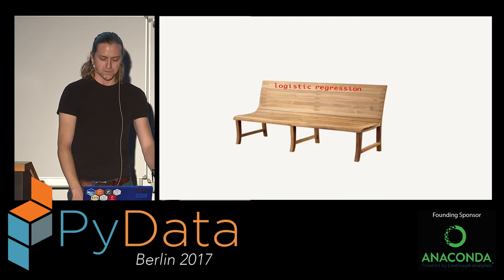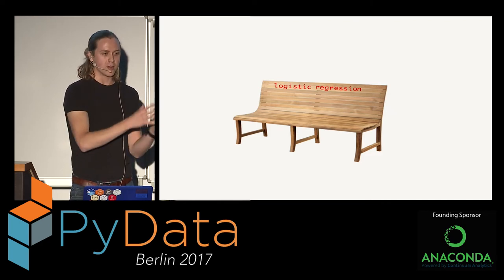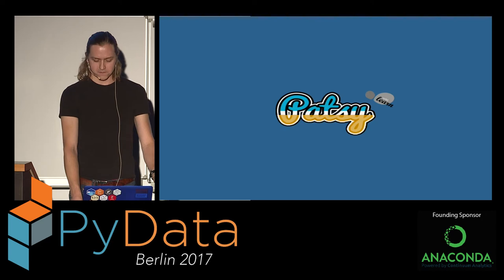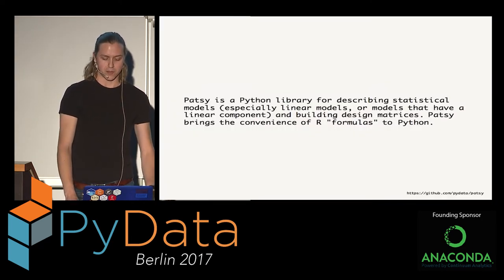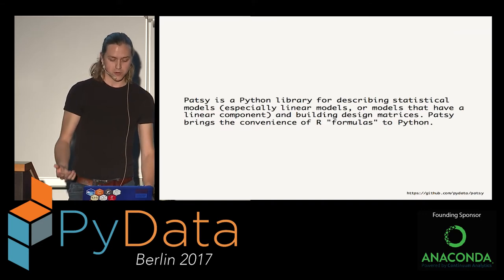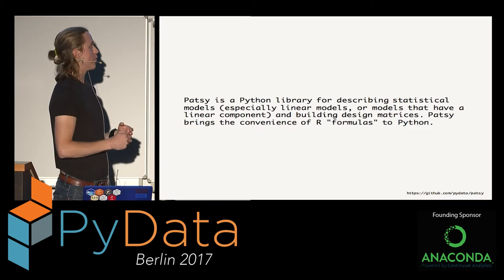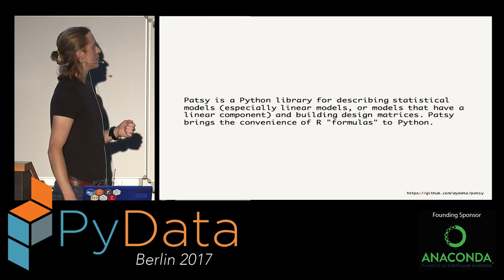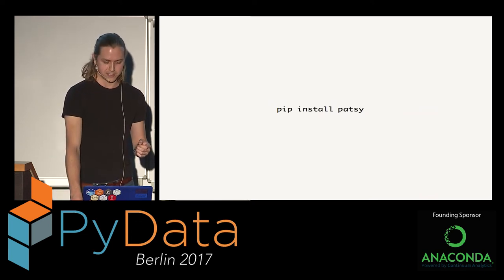And so, again, using logistic regression as a benchmark, I wanted to marry the R stuff with the Python, and Patsy is just a really great way to do that. So Patsy, for those of you that don't know, is a Python library for describing statistical models. It's bringing over the convenience of R formulas to Python. So this is the GitHub page for it if you want to check it out. Basically, to install, pip install patsy, super easy.